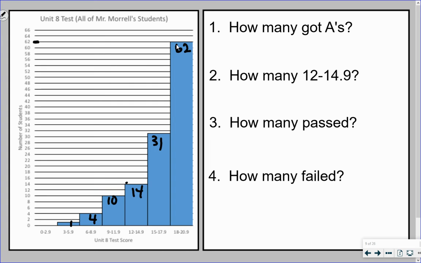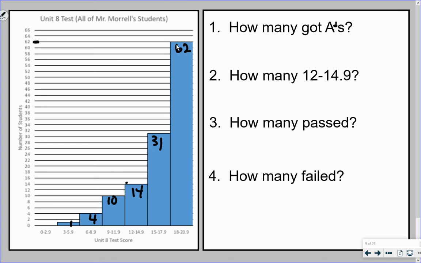So the question is, how many got A's? Well, I can look at this, and I know that an A is, and I guess you've got to know this also, a 19 out of 20. It is a 20 out of 20. And an A minus is an 18 out of 20. So if you wanted to say all A's, which I think this question is asking, then you would say there were 62.